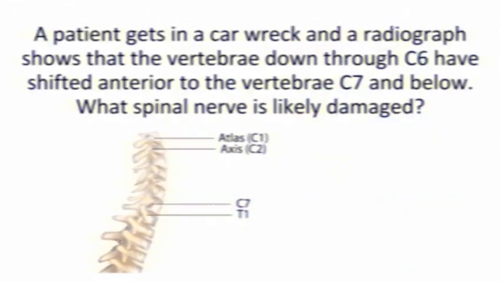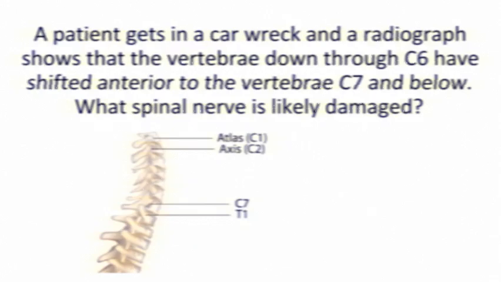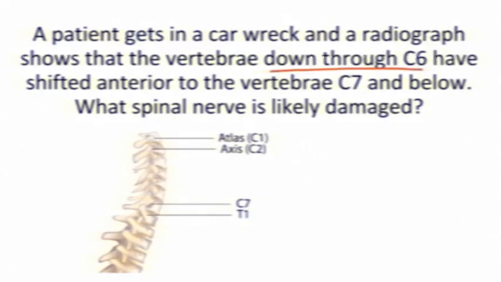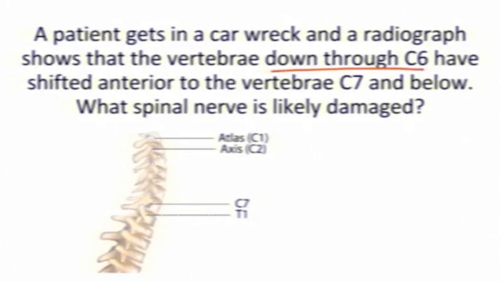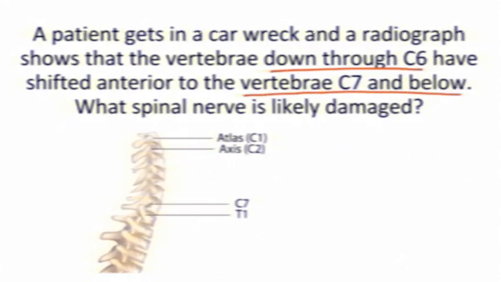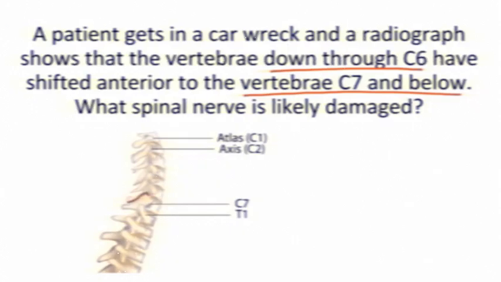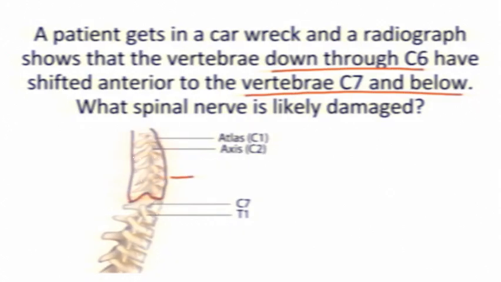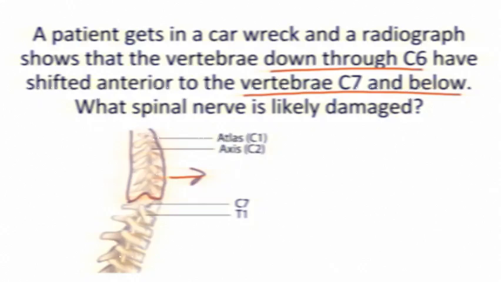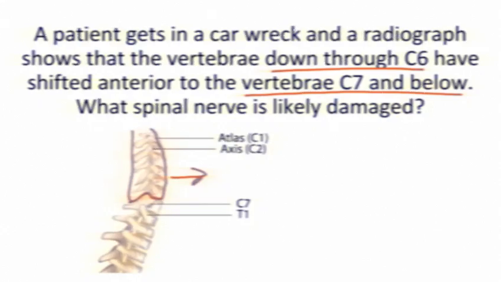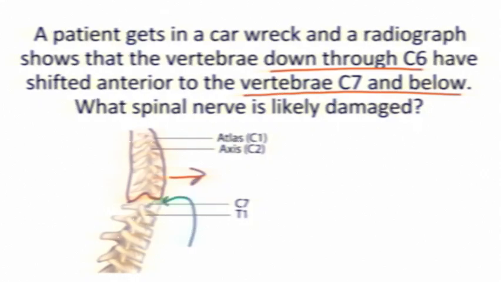So let's say a patient gets in a car wreck and a radiograph shows that the vertebrae down through C6 have shifted anterior to the vertebrae C7 and below. What spinal nerve is likely damaged? The radiograph shows that these vertebrae, C6 and up, have shifted anteriorly. So we expect the nerve between C6 and C7 to be damaged right here. We just need to know what nerve this is.